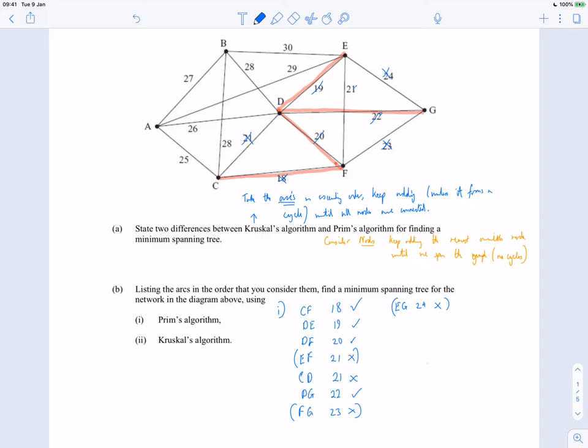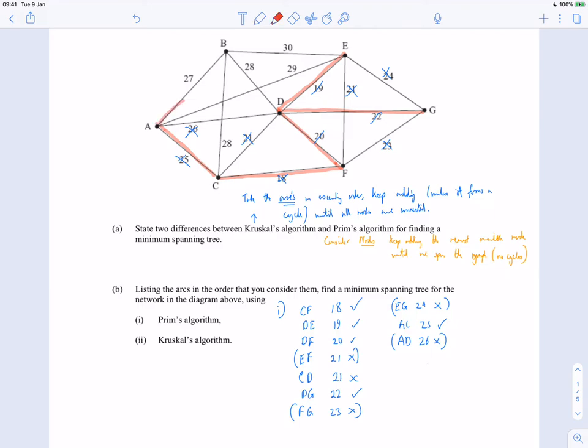I've done E to F, haven't I? So cross that out. What's next? A to C, which is 25. So that will be accepted because that doesn't form a cycle. So 25 accepted. What's next? There's a 20. This isn't in order. This is just the weight. Just so happens they're going up in one. A to D, which is 26, would be rejected because that would form a cycle, so that's no good.